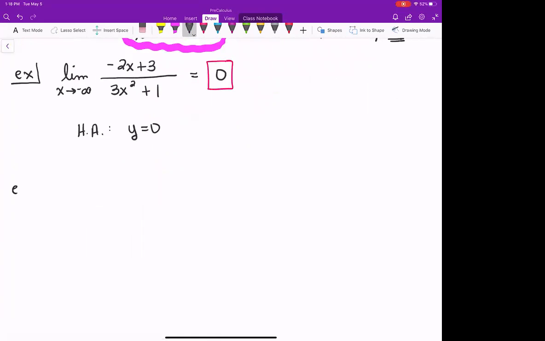Okay, so your turn with a rational function. What's the limit as x heads to infinity of, say, negative 2x squared plus 3 over 3x squared minus 5?